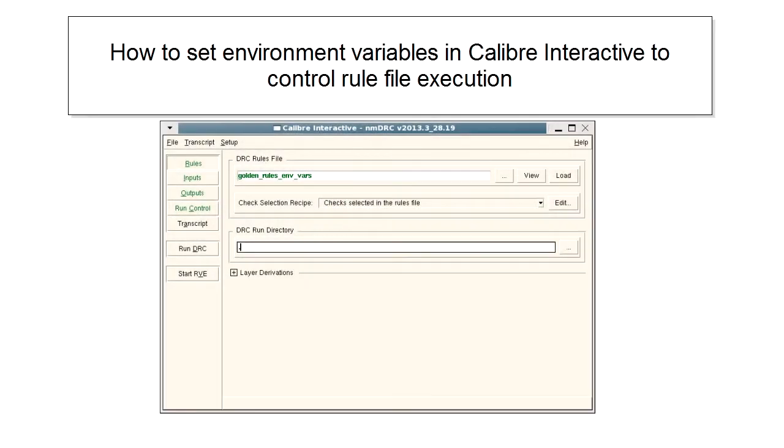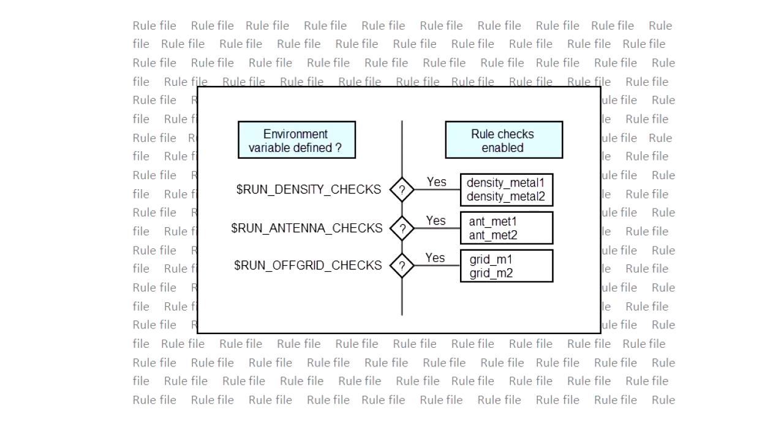You can set environment variables using Calibre Interactive without going out to the shell environment. This is useful if the rule file uses environment variables to control execution. Suppose environment variables enable density, antenna, and off-grid checks in the rule file.